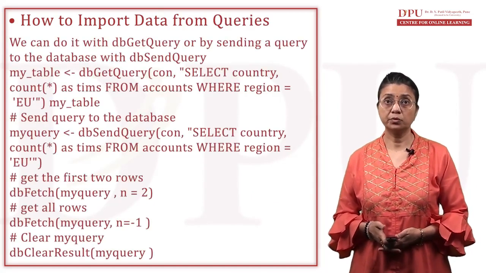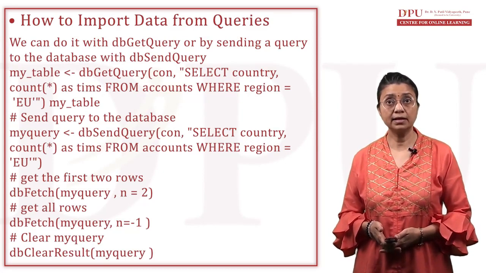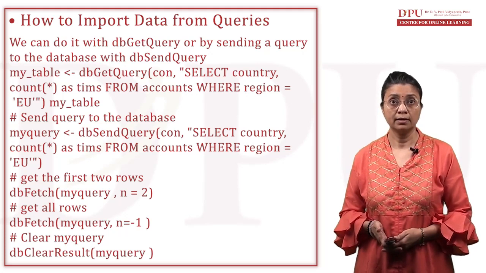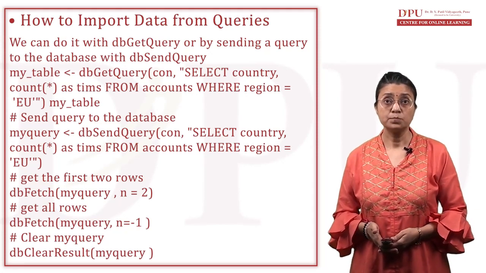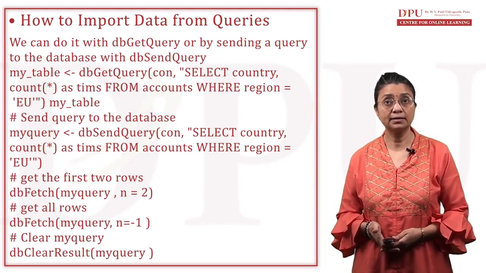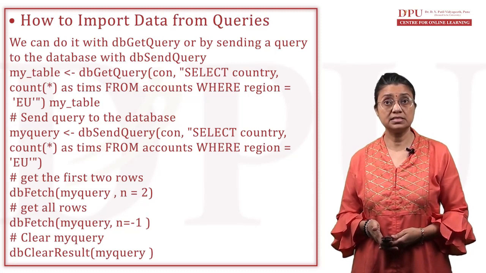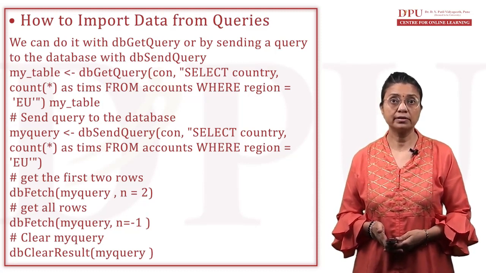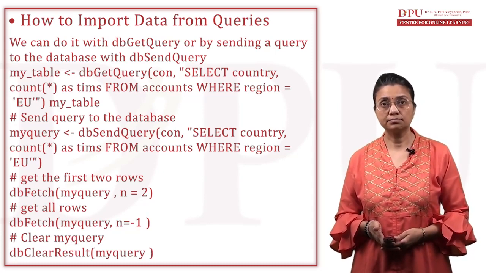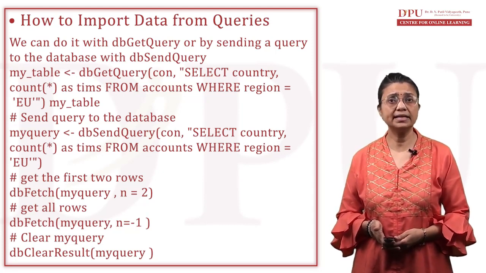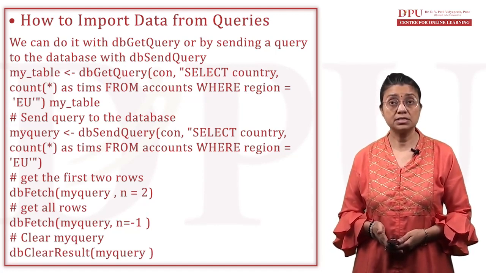How to import data from queries? This is one more challenge. We can do it with dbGetQuery or by sending a query to the database with dbSendQuery. So my table is equal to dbGetQuery, which is my function. Within brackets, I write con, which is my link, and I pass the SQL command: select country, count star as TIMS from accounts where region is equal to EU. So students, after creating a particular connection, I'm directly giving the query. Why am I giving the query? Because I have to import data on the basis of the result of the query.